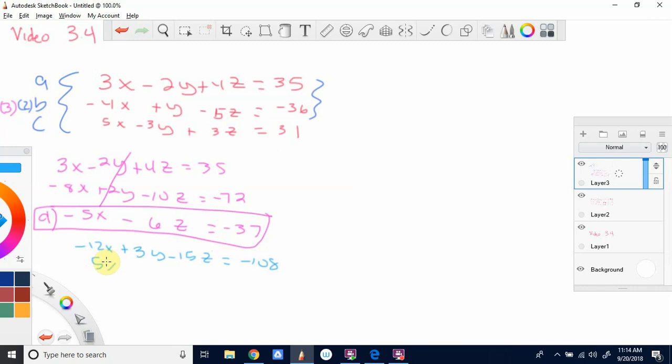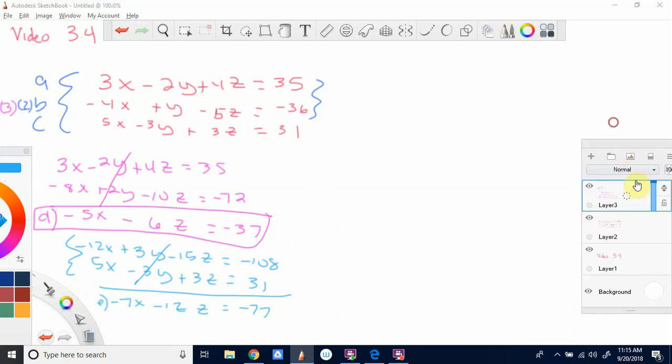And then we're not doing anything to equation c, so we just rewrite it. Don't try to do all these steps up here in your head. Rewrite the 3 equations, you're going to make a lot of mistakes anyway. So this becomes negative 7x minus 12z equals negative 77. I'm going to call this equation E. So now I've got two equations, D and E.